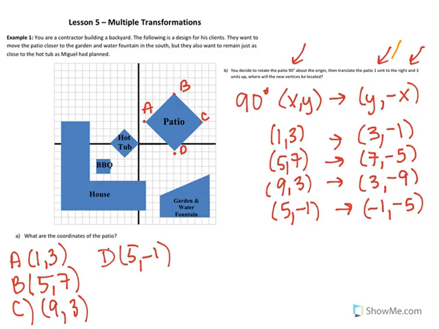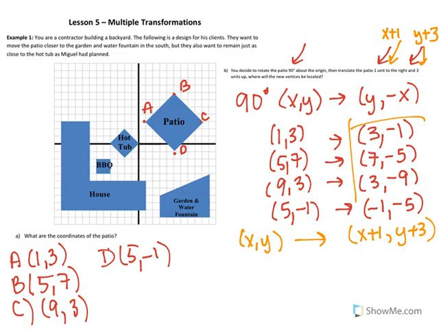Now we're going to go 1 to the right, so that's going to affect our x value by adding 1 to it. And then we're going to go 3 units up. So it's going to take our y value and add 3 to it. So our new point is going to start at (x, y), and then it's going to change to be (x + 1, y + 3). So we're using these points now: 3 and -1, 7 and -5, 3 and -9, -1 and -5.